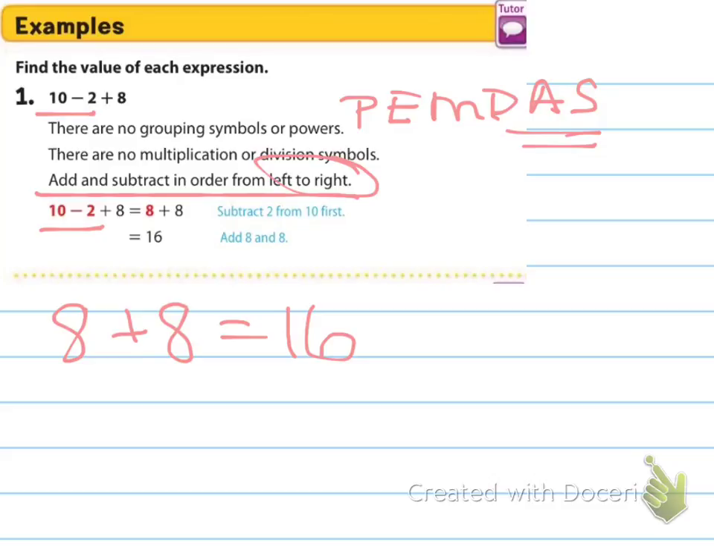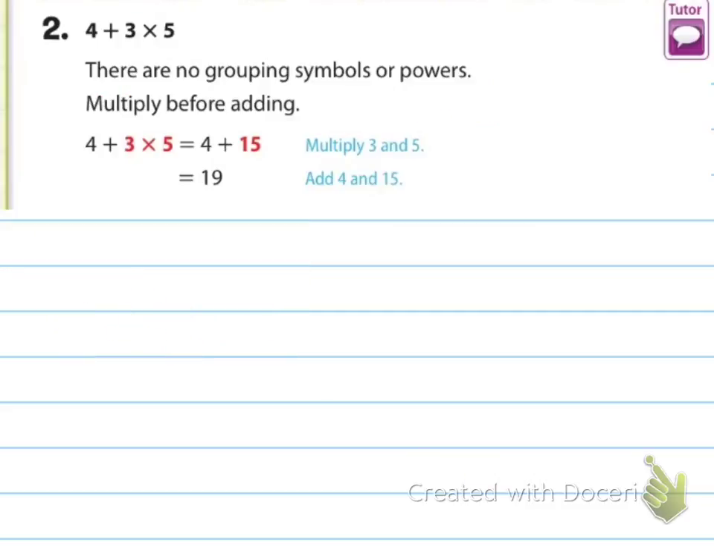If you add first and you get 2 plus 8, that's 10, it'll be 10 minus 10, which is 0. That's not the same answer, is it? So it's really important that you understand that we work in order from left to right when we have addition and subtraction in the same equation, because we all want to get the same answer of 16.